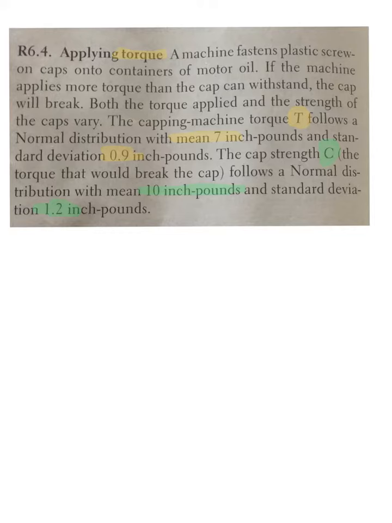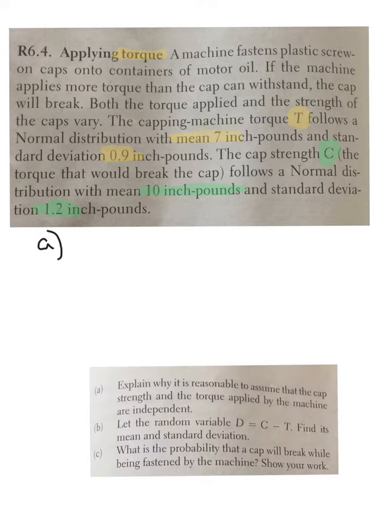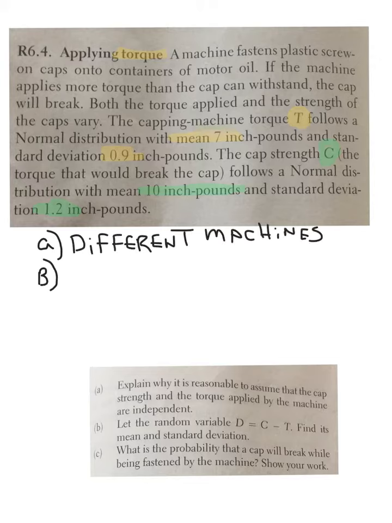Okay, so let's look at letter A. Letter A says, explain why it is reasonable to assume that the cap strength and the torque strength applied to the machine are independent. Well, they should be independent because they're totally different machines that do each thing. There's the twisting machine and then the machine that makes the caps. Different machines.